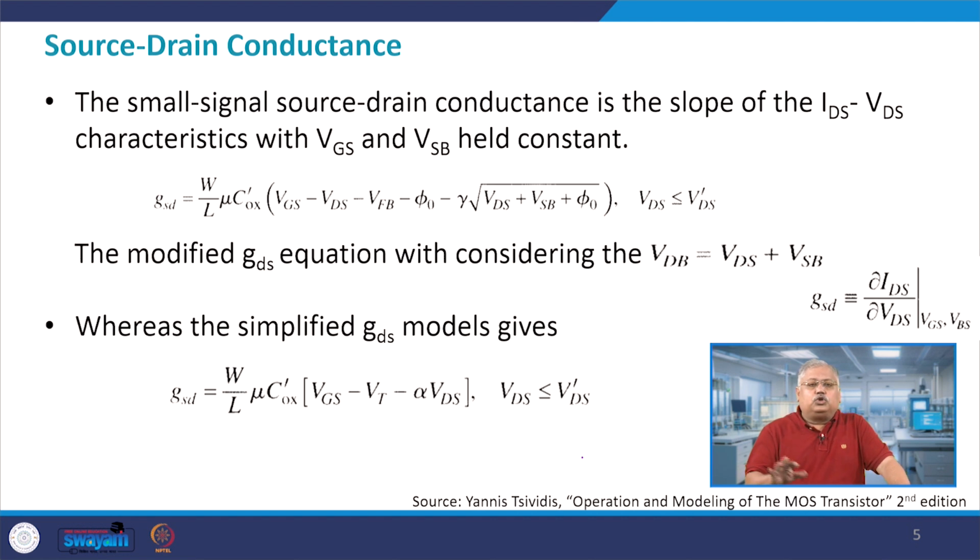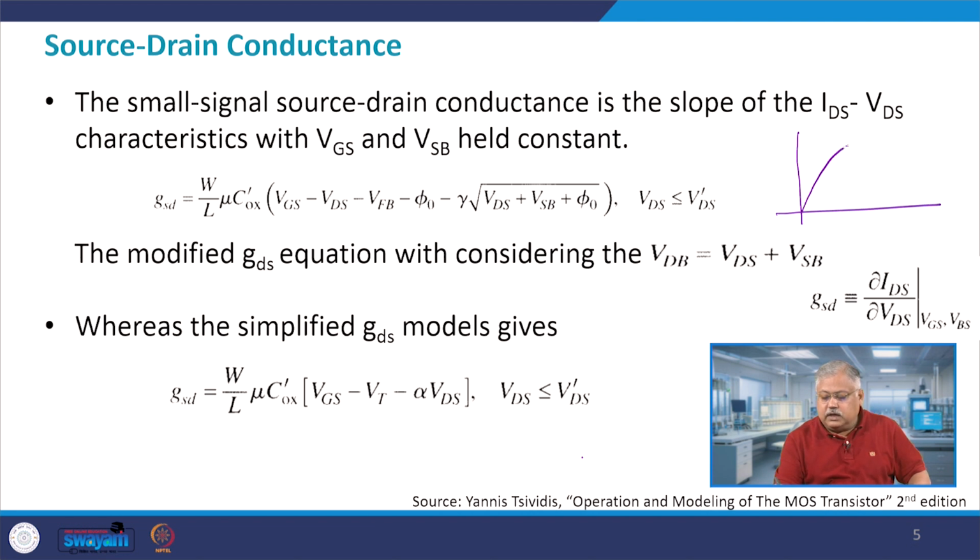Let us look at the source to drain conductance GSD, right, and let us see how it depends upon the various factors. Basically GSD is the slope of ID versus VD. So, if you plot ID versus VD, the drain to source voltage, for a fixed VGS, then we define that to be the small signal equivalent. This is your IDS, this is your VDS. The variation is your del IDS and this is your del VDS. The division of del IDS by del VDS will give you the value of GSD.